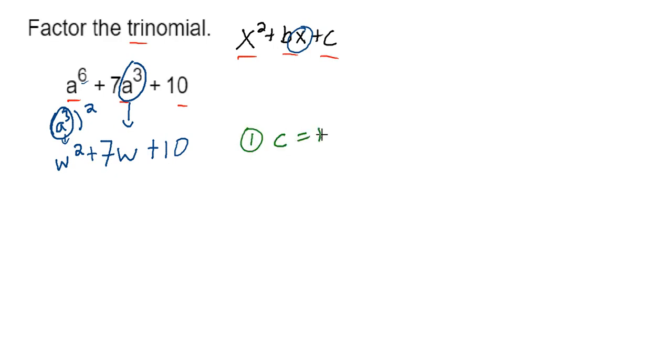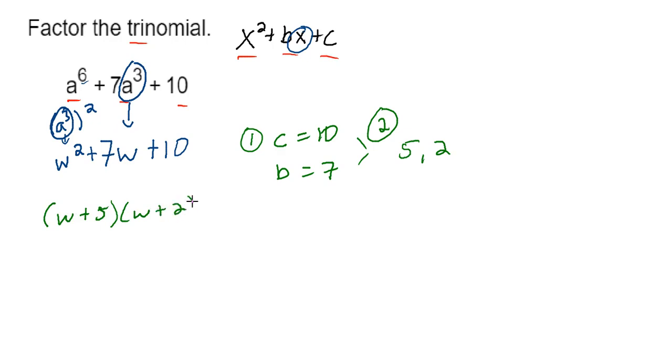So C is equal to 10, B is equal to 7. We need two numbers that multiply to 10 and add to 7. That'll be 5 and 2, or 2 and 5. The order you put it in doesn't matter. Right? And so I can factor this as W plus 5 times W plus 2.